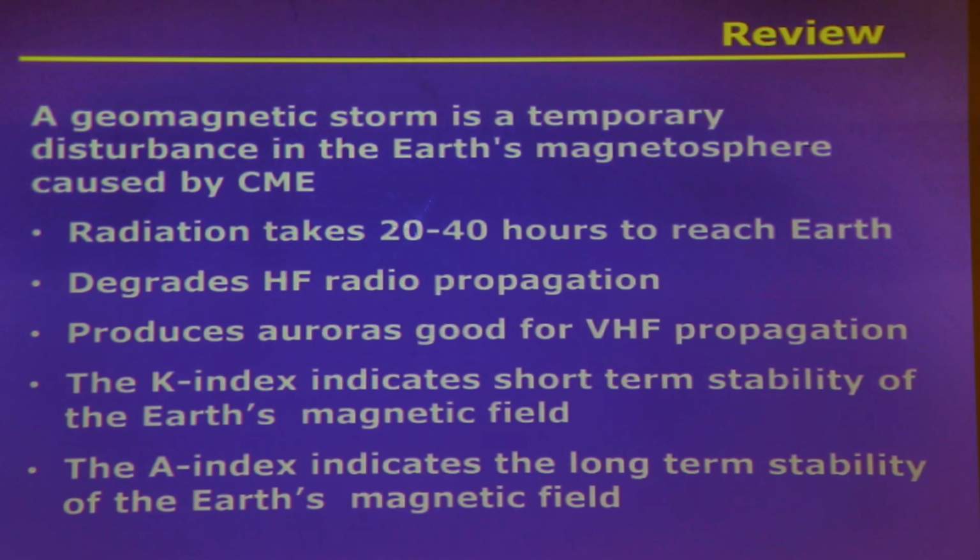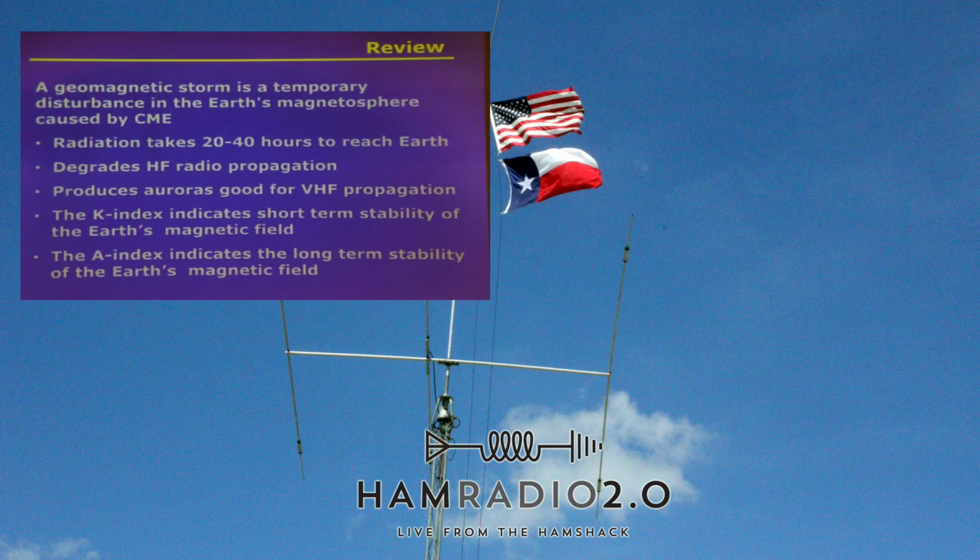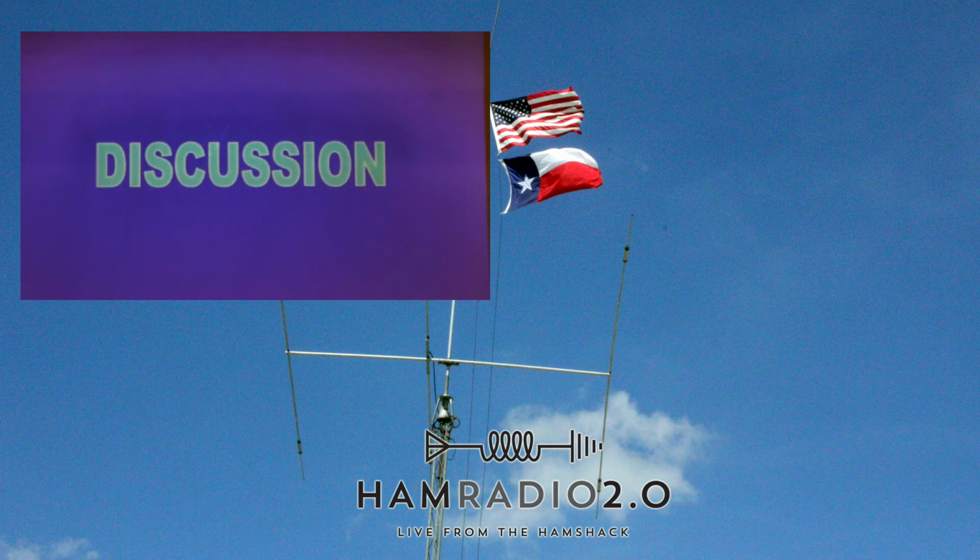Geomagnetic storm. That's a temporary disturbance in the Earth's magnetosphere caused by a coronal mass ejection. Usually the radiation from the coronal mass ejection takes about 20 to 40 hours to reach the Earth. It degrades HF propagation and produces auroras, which are good for VHF propagation. It's measured with a K-index. The K-index indicates the short-term stability of the Earth's magnetic field, and the A-index indicates the long-term stability of the Earth's magnetic field. Questions? Discussion?